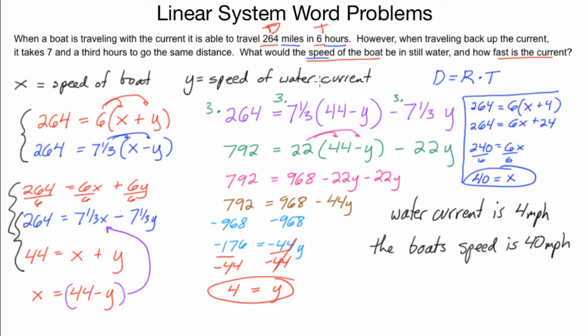So going downstream, the speed was 44 miles an hour because you got the boat speed with the water current, but going back upstream, it slows down to 36 miles per hour because the current's slowing it down. All right, there's a good problem involving linear systems, distance, rate, time, using the substitution method. Hopefully it was a great example for you guys as you're working with your own word problems.